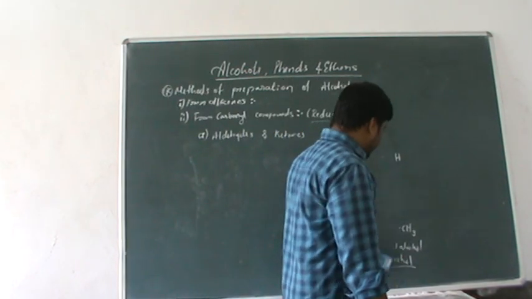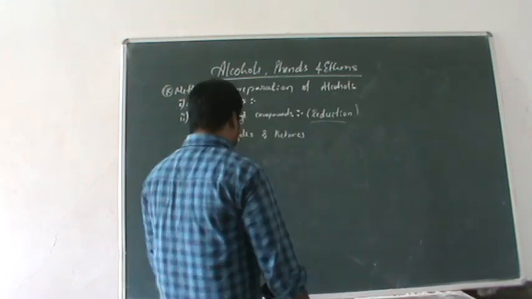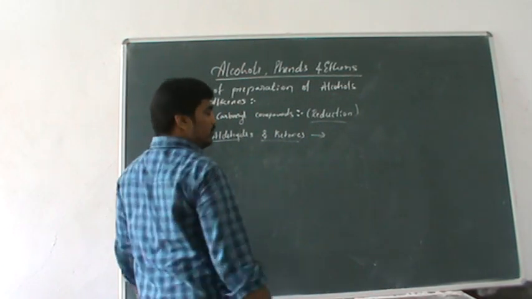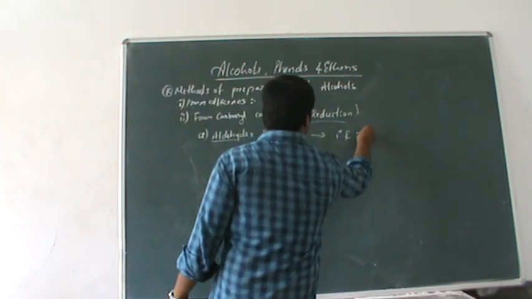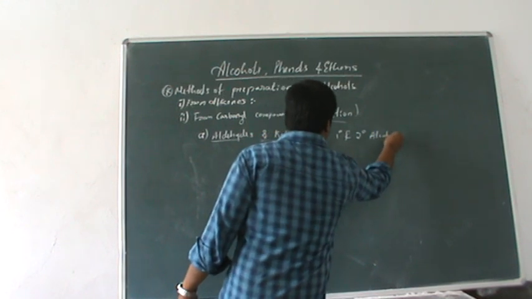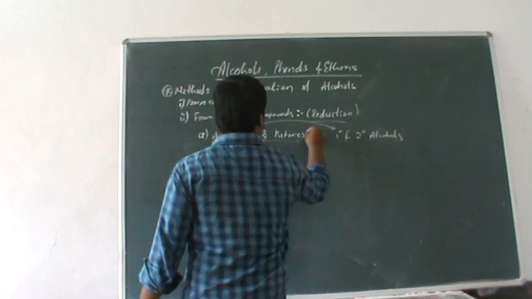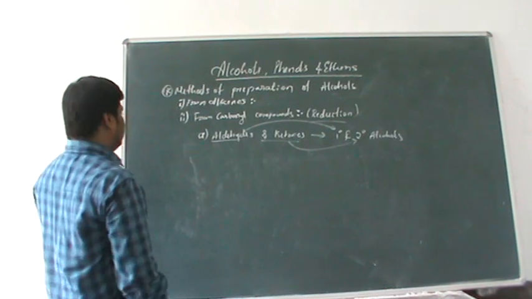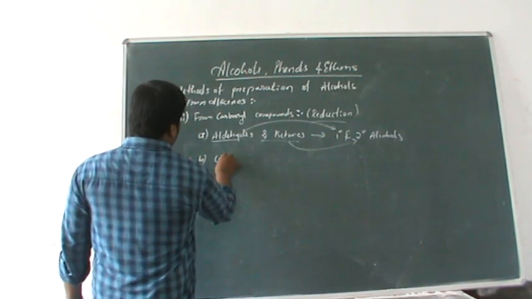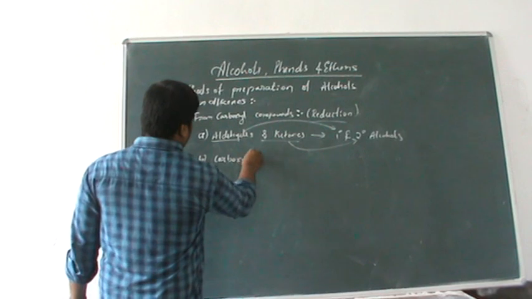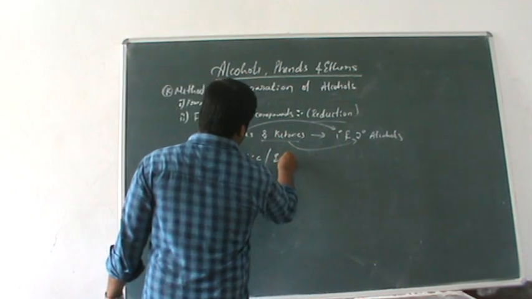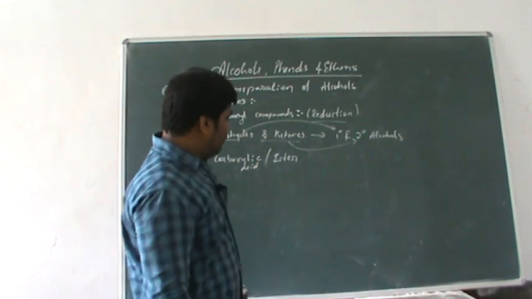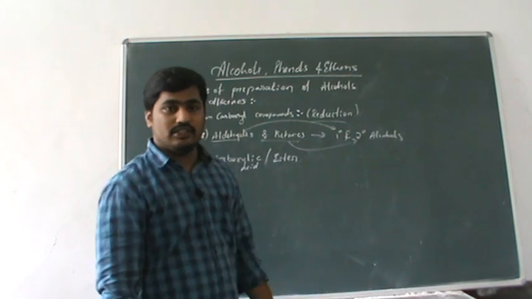Next is carboxylic acid. What is the conclusion? Aldehydes and ketones give primary and secondary alcohol respectively. Correct? Aldehyde gives primary, ketones give secondary alcohol. This is the conclusion. Next, if we use carboxylic acid or ester, then what type of alcohol is produced?